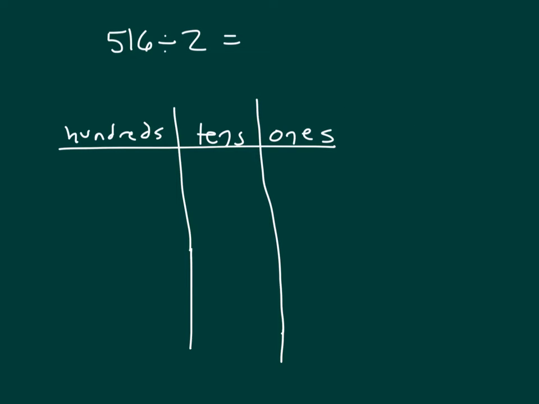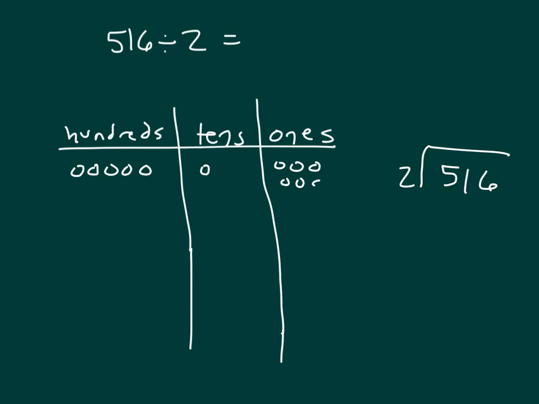Let's solve 516 divided by 2 using a place value chart and long division side by side. So there I've set up my long division. The first thing that we will do within our place value chart is to model what we're dividing, 516. There I have modeled the 516. Next, we know that we are dividing it into 2 groups. Our first step in either case is that we're going to divide 5 hundreds by 2.